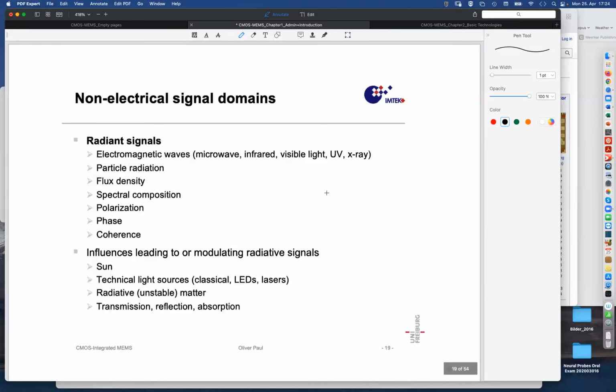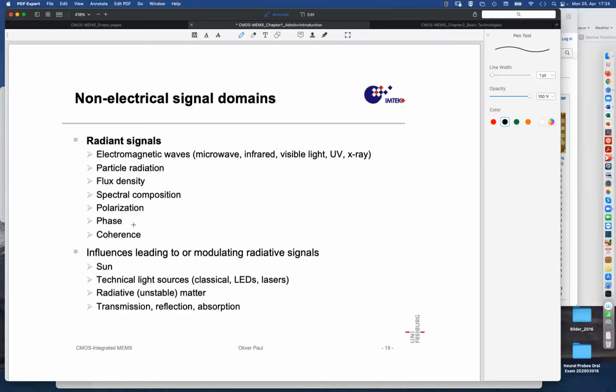Yeah, and we have radiant signals, electromagnetic waves. Of course, there is the visible light. There is to the other side the infrared and the ultraviolet spectrum, microwave spectrum, X-rays, very high energies, particle radiation. There's flux density, spectral composition, polarization, phase, coherence, all kinds of optical parameters that might need to be detected in certain measurement situations, instrumentation, and well, one can think of how to realize that.